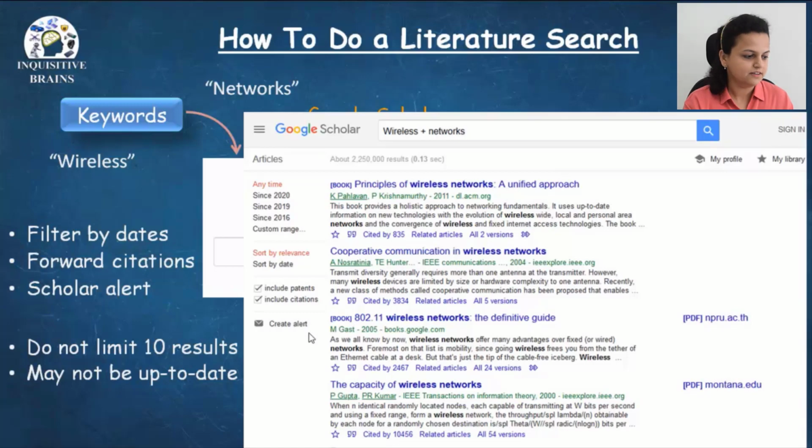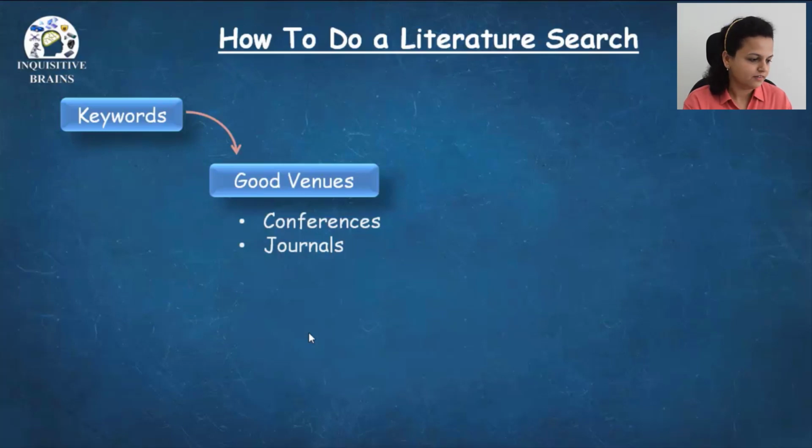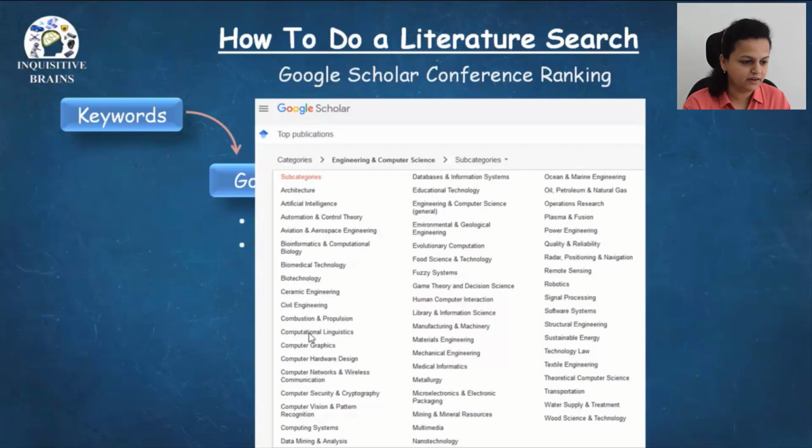Another way is to go through the good conferences and journals, that is, good venues for the conferences and the journals. So how do we identify these good venues when you are new to the domain? Google Scholar does provide you conference and journal rankings. If you key in keywords like top 10 conferences in computer science, then Google Scholar will display a page. This page consists of different categories.